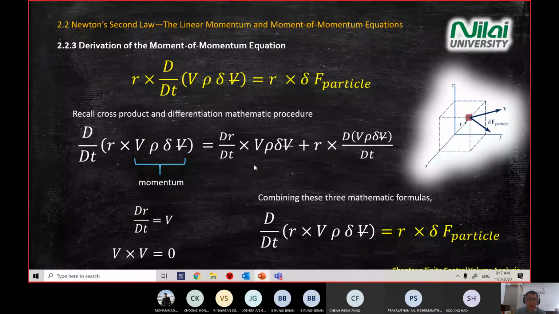And then we apply the differentiation procedure in mathematics. We simplify this equation: dr over dt equals our velocity. And the cross product v times v gives 0. So the first term here equals 0. We carry this forward into the equation that you see on the screen here.